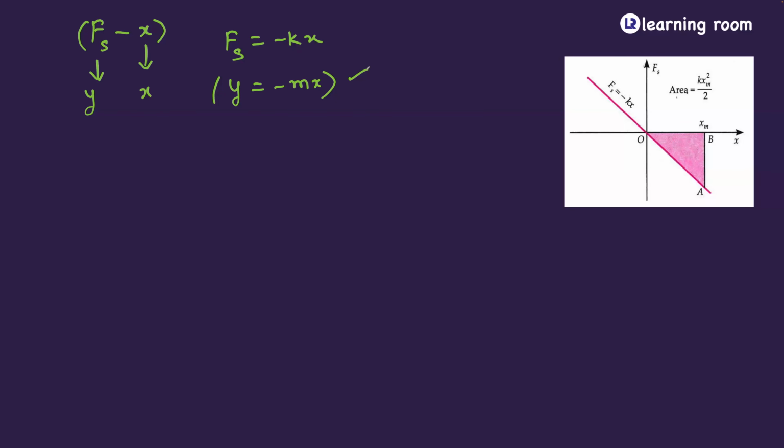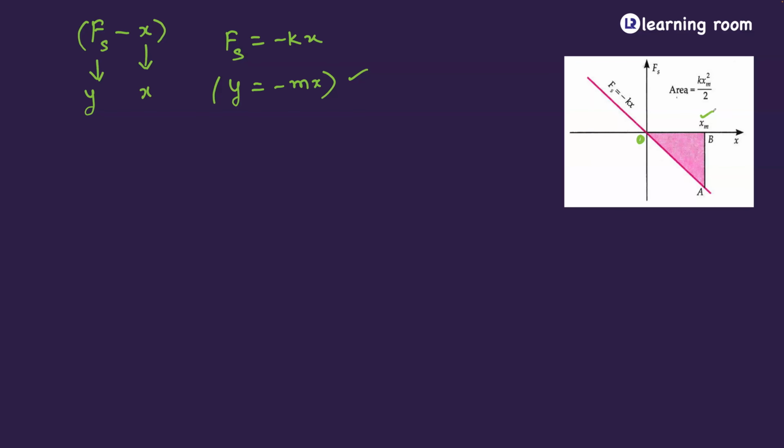It is going to give us the amount of work done. But we know that the amount of work done will always get stored in some form of energy. So for that, if I take this to be the initial position of the object, which is 0, initially there is no displacement. And let's say there is a displacement of xm, which is the maximum elongation or compression that is possible.